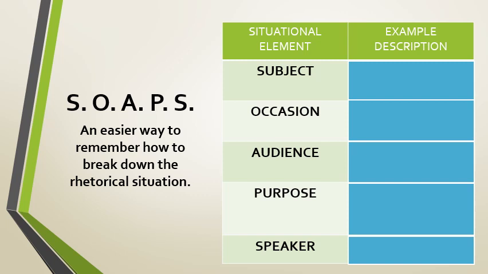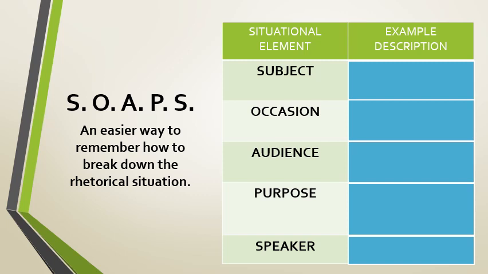but you're struggling with all those different aspects of subject and purpose and so on, then an easier way to remember how to break down the rhetorical situation is to remember the acronym SOAPS, which stands for subject, occasion, audience, purpose, and speaker. Those are all just different situational elements, slightly different than what I presented on the previous slide, but fairly similar.